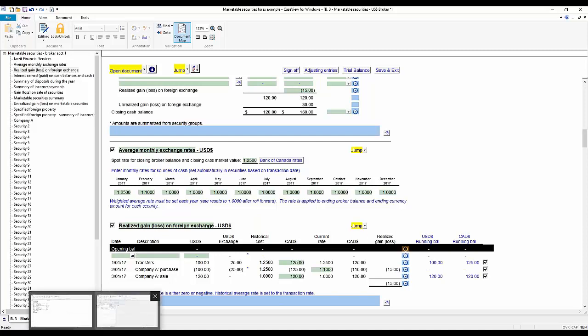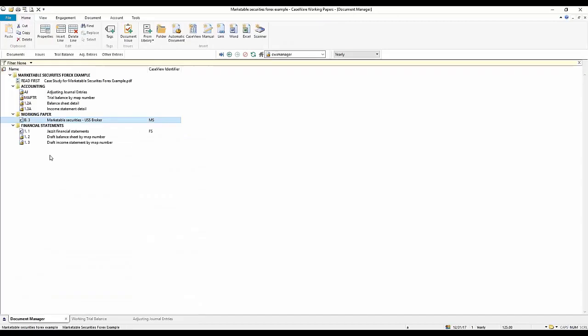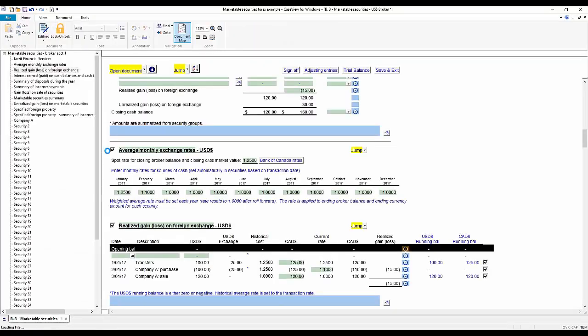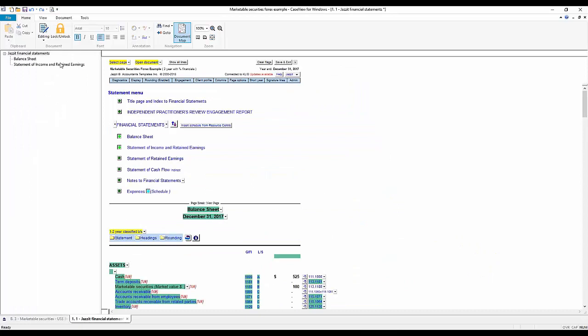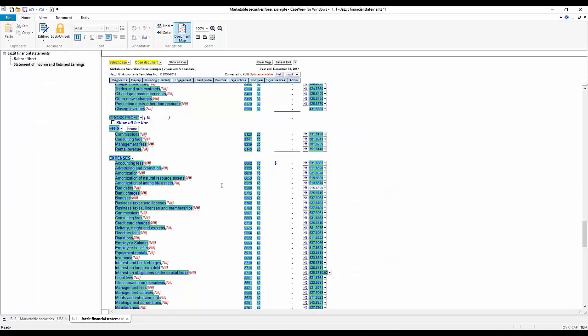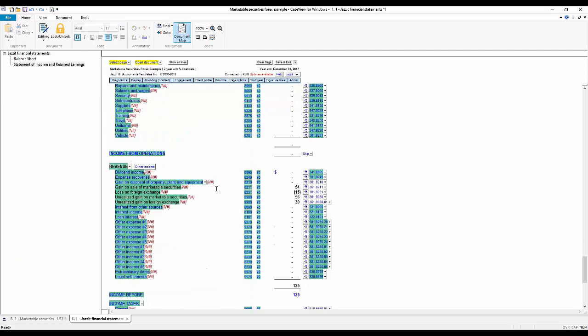What I'm just going to quickly do is jump to the income statement of this example just to show you the various gains and losses which I've been referring to. So under the revenue section, we have the gain on marketable securities of $54. We have the loss on foreign exchange of $15. We have the unrealized gain on marketable securities of 56, and we have the unrealized gain on foreign exchange of 30. And these are the four major things which we will take into account when calculating the gains or losses on foreign exchange.